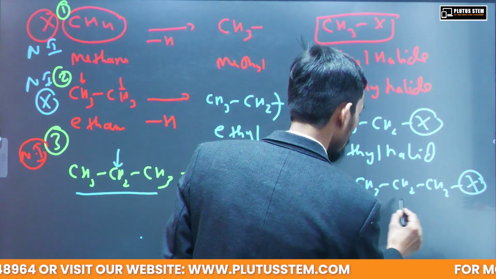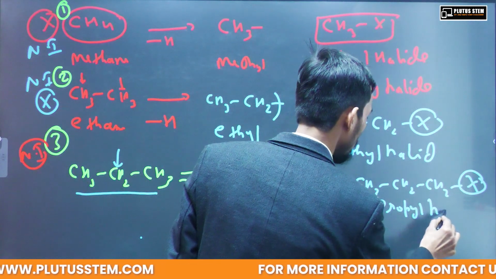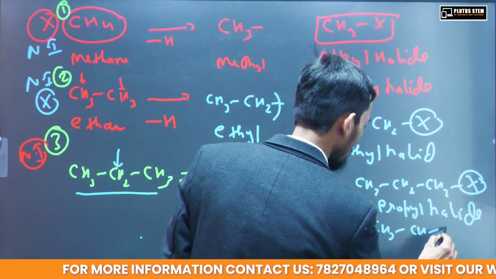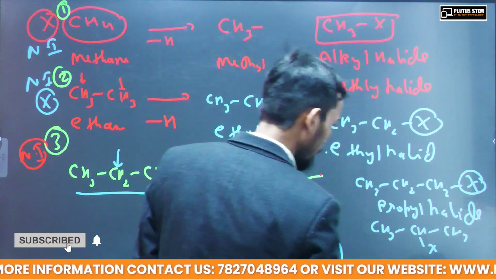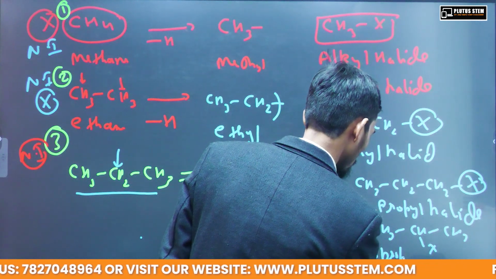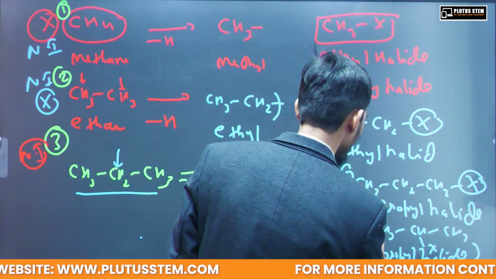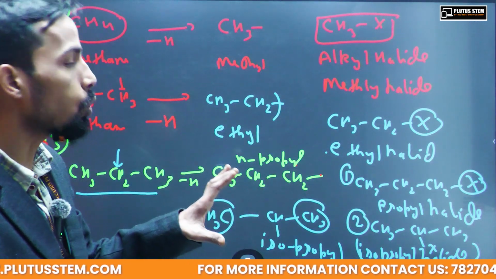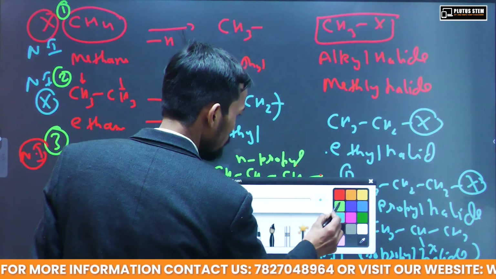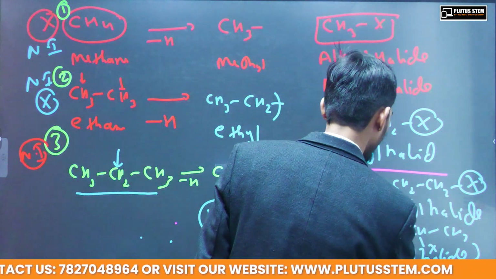X. So it will be like propyl halide or halopropane, or it will be CH3CH(X)CH3, isopropyl halide. So these two isomers, isomer number 1, isomer number 2. These are the two isomers which we can see from this haloalkane, and both of them have this as the principal chain.